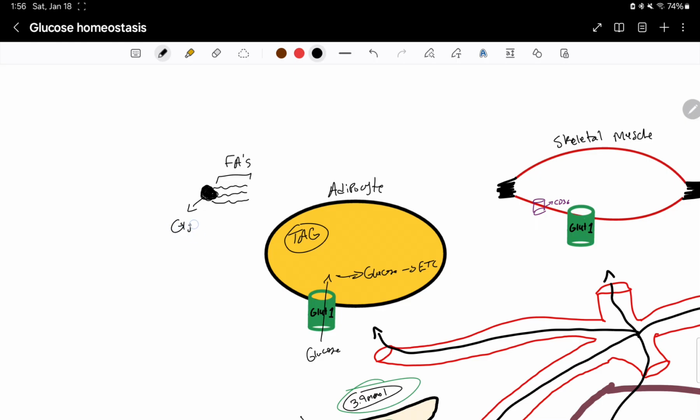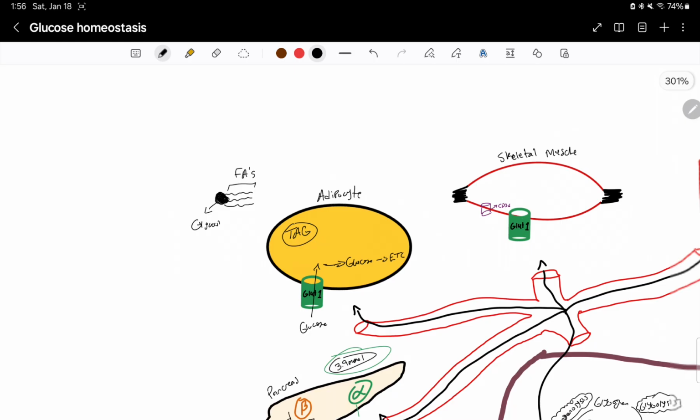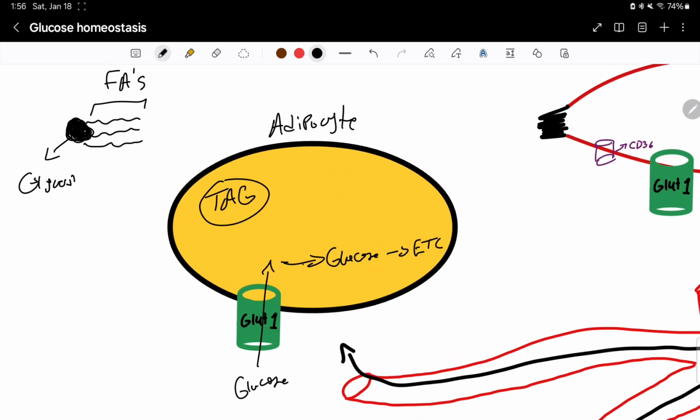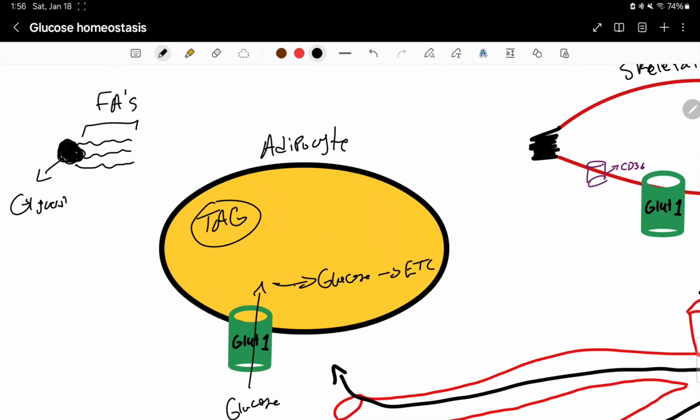Glycerol. I can't type. Okay. So this is a triacylglycerol. Now, within these adipocytes, there's going to be a specific enzyme. This enzyme is called hormone-sensitive lipase. The name should be pretty self-explanatory here.